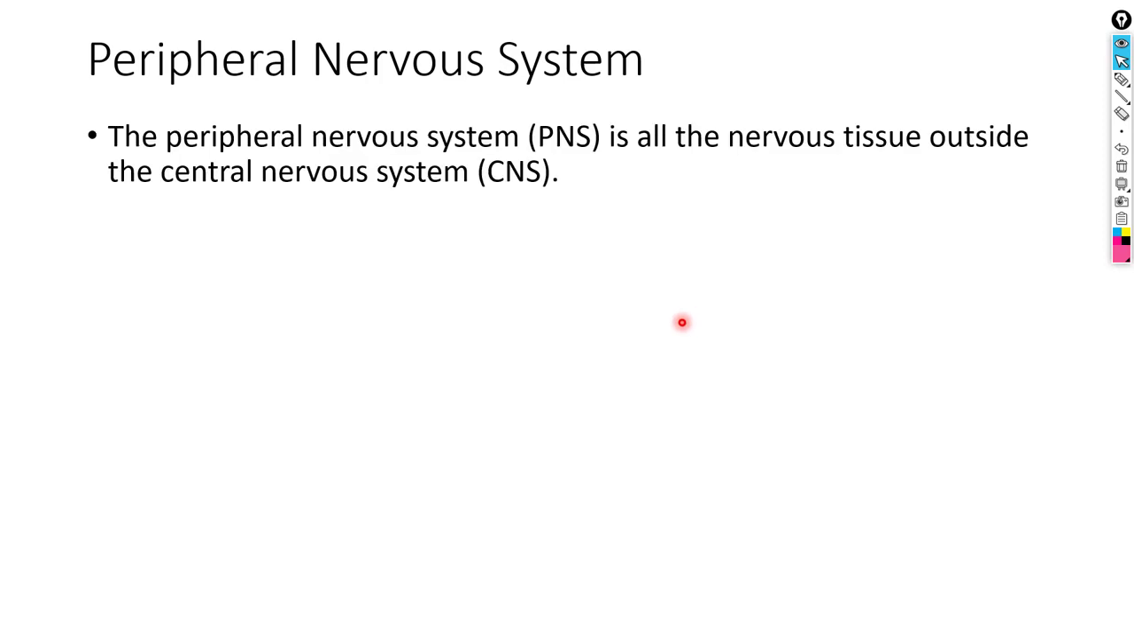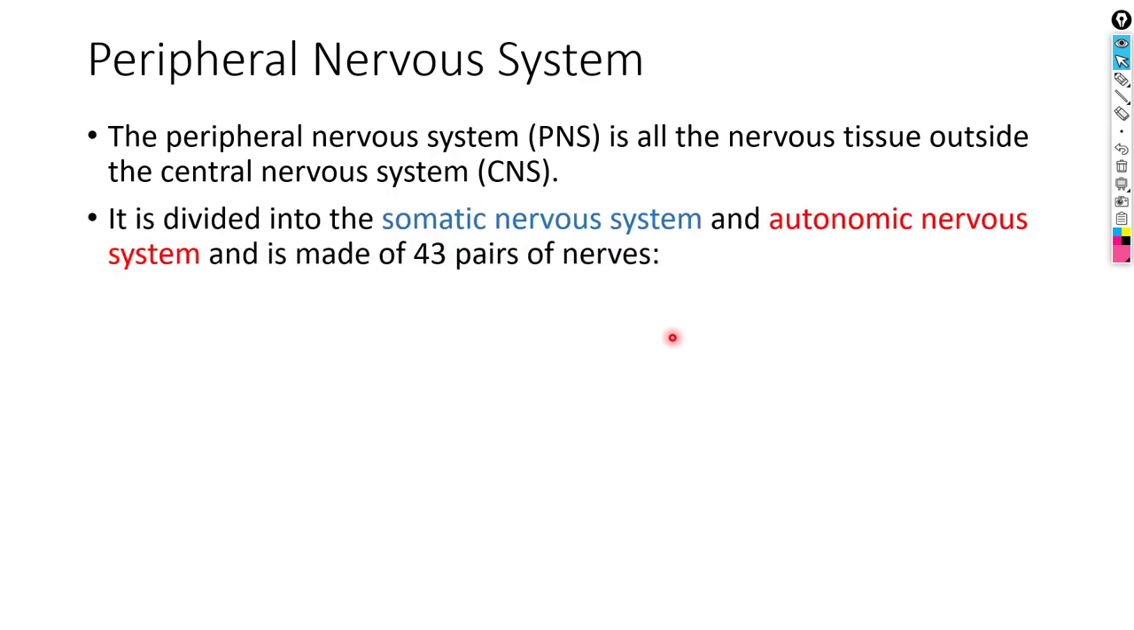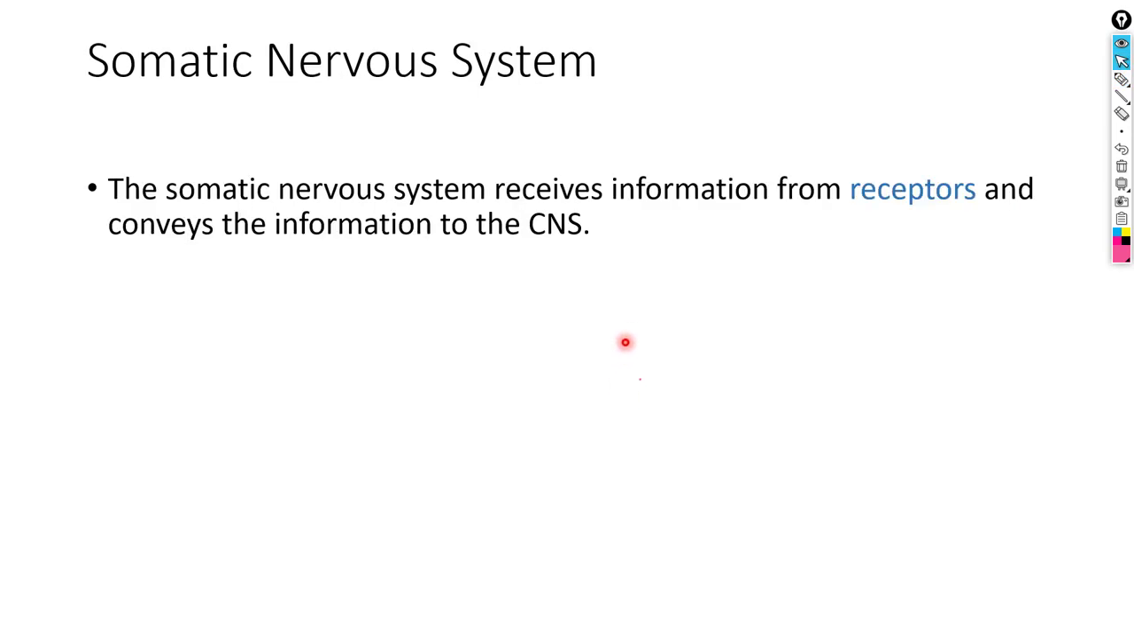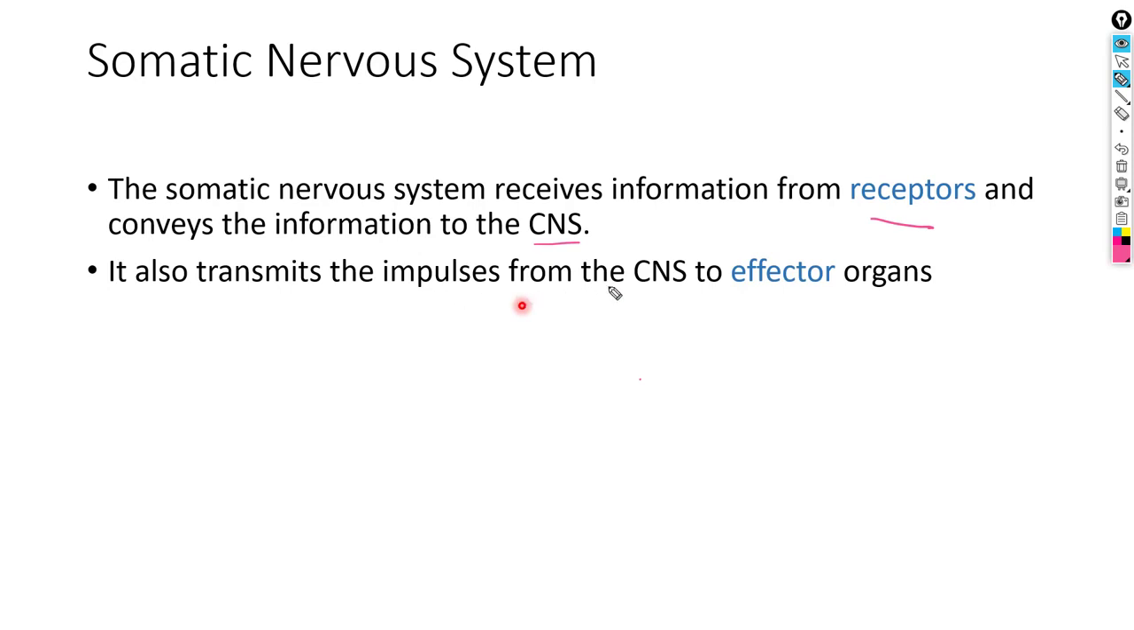The peripheral nervous system is all the nervous tissue outside the central nervous system. It is divided into the somatic nervous system and the autonomic nervous system, and is made of 43 pairs of nerves. 12 pairs of them are cranial nerves, which extend from the brain, and the remaining 31 pairs are the spinal nerves, which extend from the spinal cord. Here is the somatic nervous system. This receives information from receptors and conveys the information to the CNS. It also transmits impulses from the CNS to effector organs.